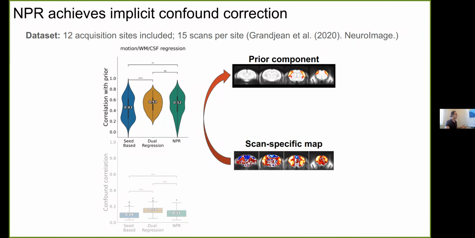The first measure we looked at was the ability to recover the network of interest, more specifically, the spatial correlation between the scan-specific network map and the prior canonical network map. And you can see that seed-based connectivity achieves lower correlation than dual regression or NPR.